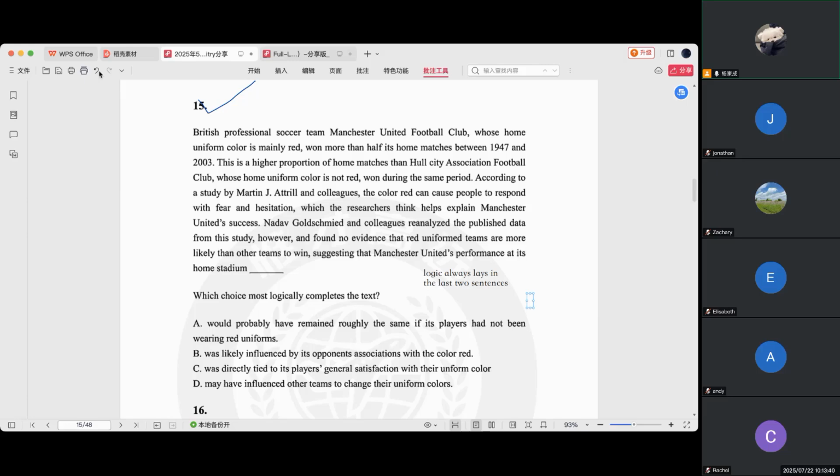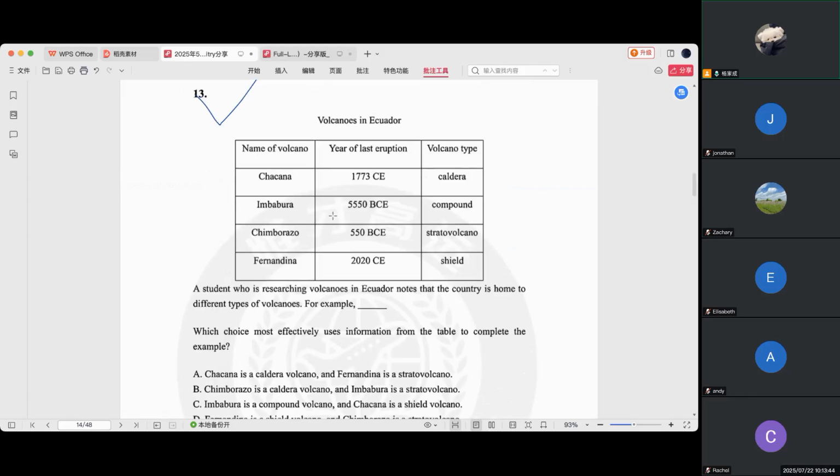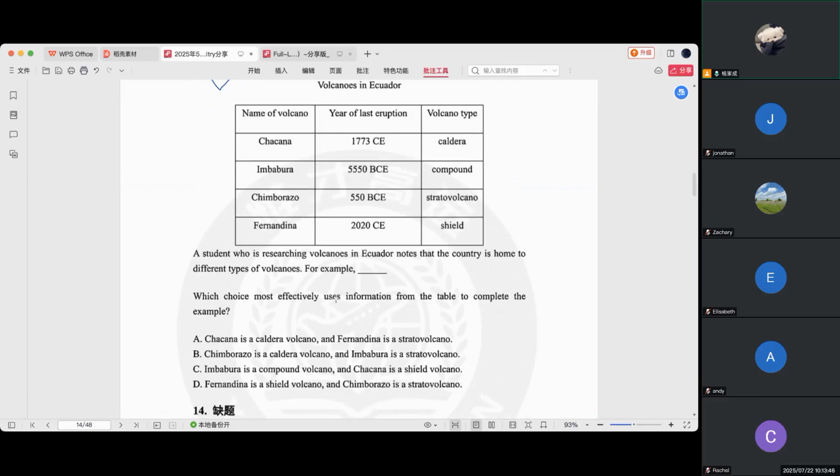All right, let's talk about those two questions. I think for number 13, everyone got it right. It says, for example, and here we need to find the right information. So, for example, if you look at option A, it says Jacana is a caldera volcano. That's correct. And Fernandina is a stratovolcano. That's wrong. It's a shield volcano. Okay, so that's why A would be wrong.